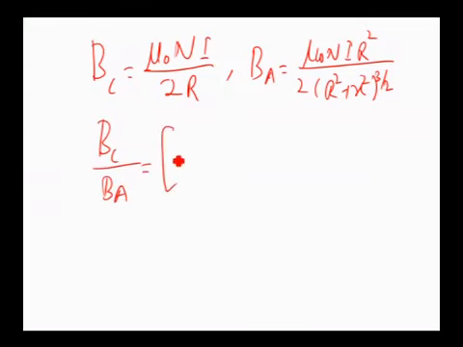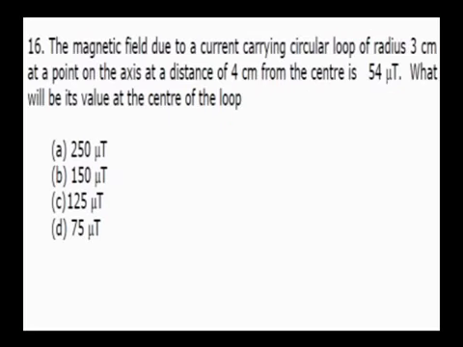Okay, this equals 1 plus x square. Now we will see the value of x and r. X is given as 4 cm and r is given as 3 cm, and the magnetic field at a point on its axis is given as 54 microtesla.